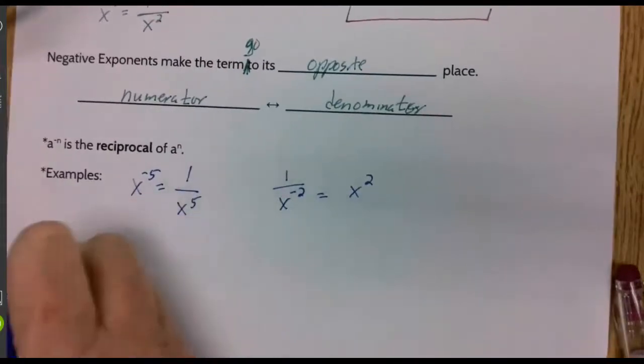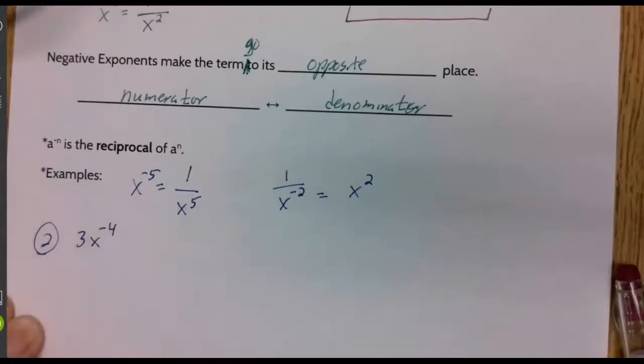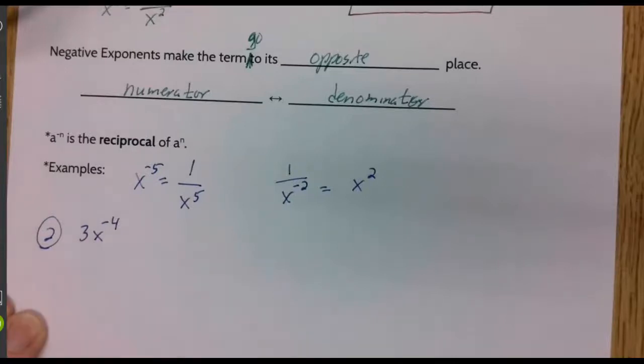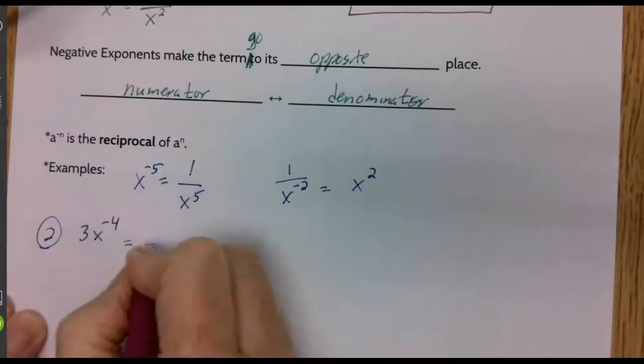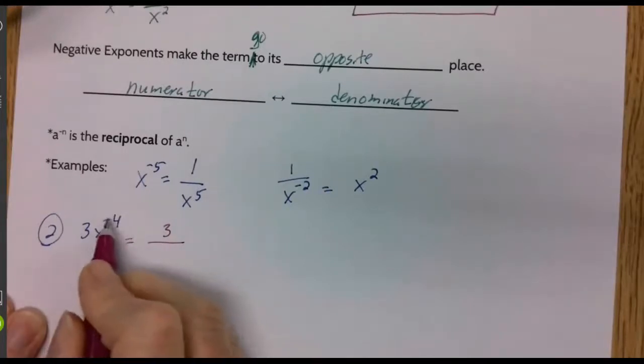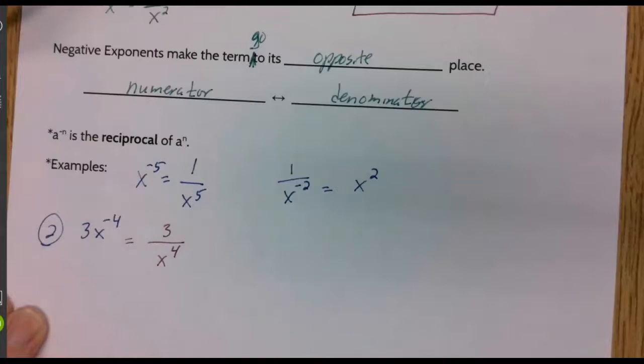Here's another one. 3x to the negative 4. Now on this one, what you need to understand is the exponent on the 3 is a 1. It doesn't move at all. It stays right where it's at. But that x to the negative 4, it's in the numerator. It has to go down to the bottom, down to the denominator.